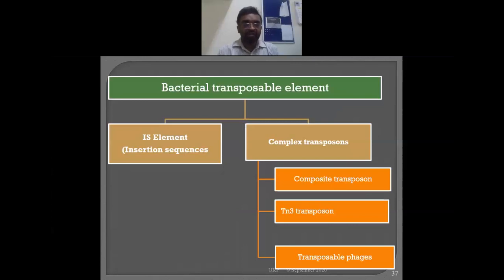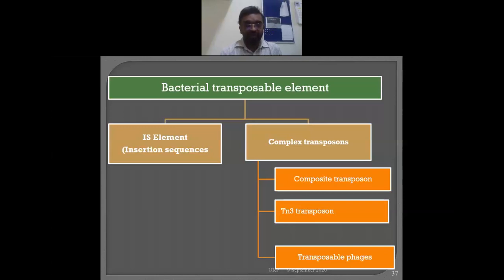Later on we discussed the various types of bacterial transposable element, and we know that there are two main categories. One is referred to as the insertional sequences, IS, and hence they are also referred to as the IS element. Another category includes the complex transposon. The complex transposon is further divided into three types: composite transposon, TN3 transposon, and transposable phages.